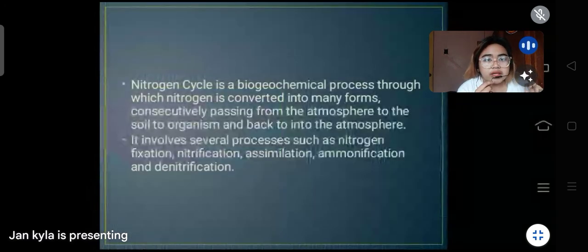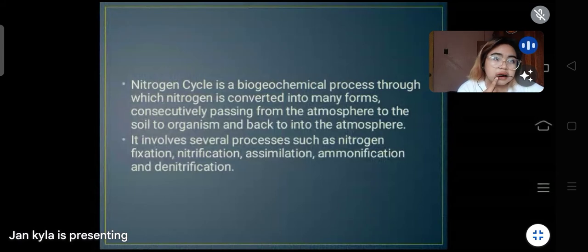Nitrogen cycle is a biogeochemical process through which nitrogen is converted into many forms, consecutively passing from the atmosphere to the soil, the organism, and back into the atmosphere. It is a continuous series of natural processes by which nitrogen passes successively from air to soil to organism, back to air or soil. Of course, it involves several processes such as nitrogen fixation, nitrification, assimilation, ammonification, and denitrification.